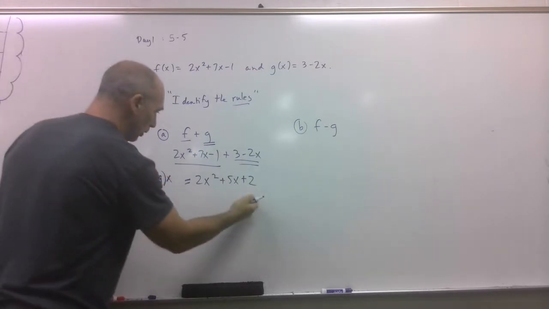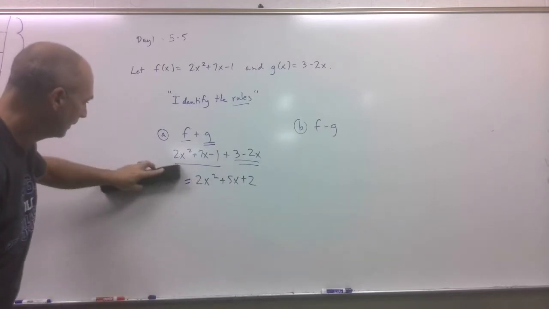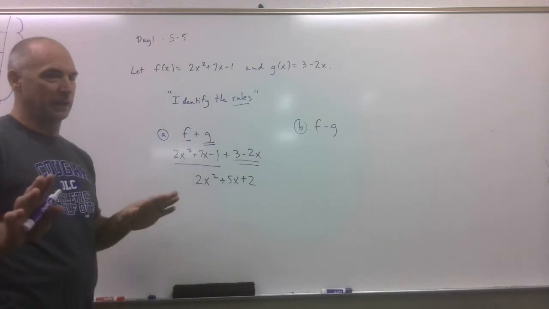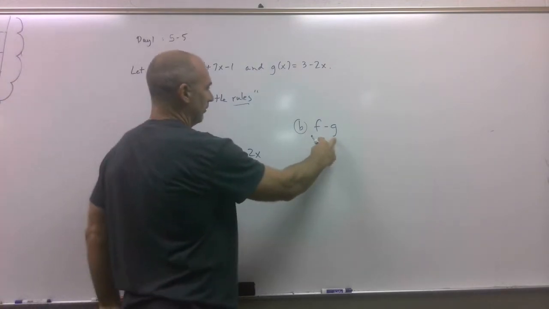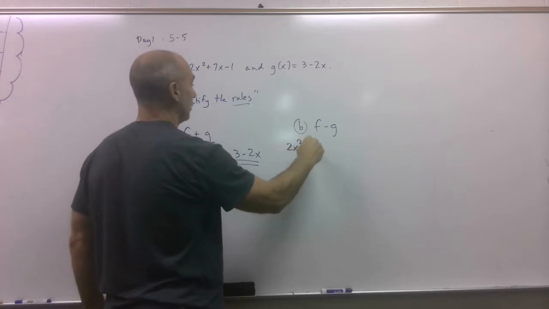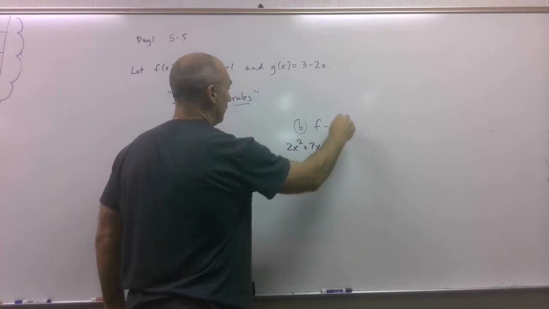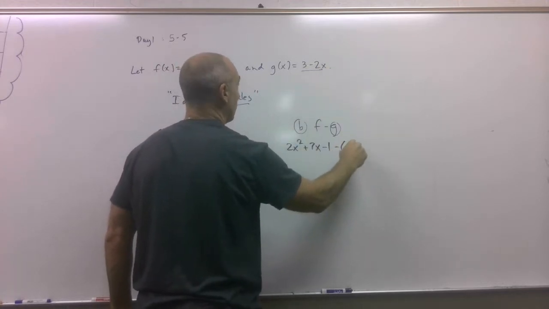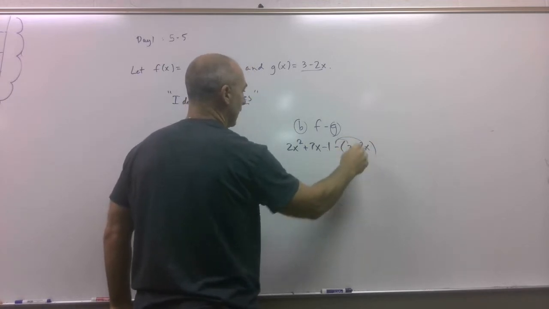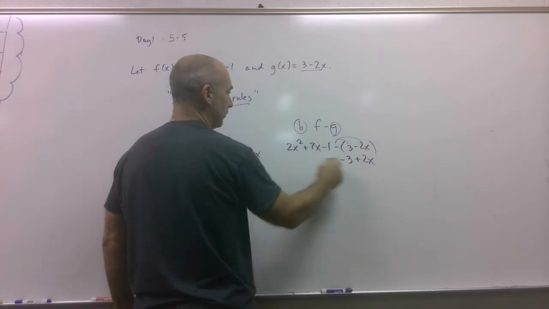This is a rule now. So I don't think you need to put that in your answer, but just in case you see it, don't panic. What's this saying? This is just saying take f, which is 2x squared plus 7x minus 1, subtract all of g. So I got a couple of things. I got to make sure to put my own parentheses in there. Distribute that negative, so I get negative 3 plus 2x, and then the rest of this.